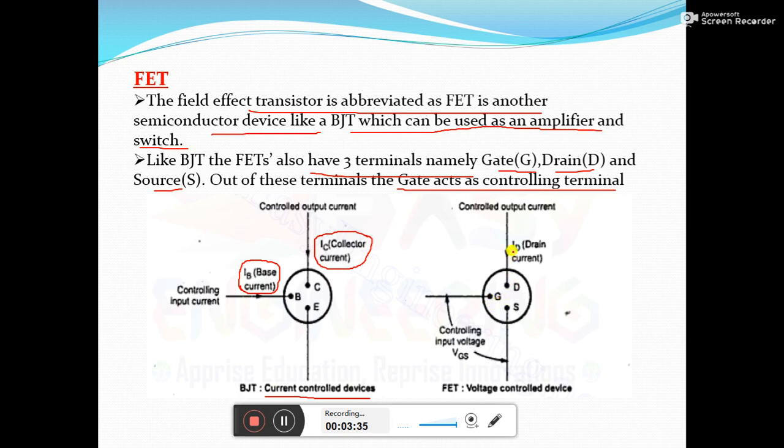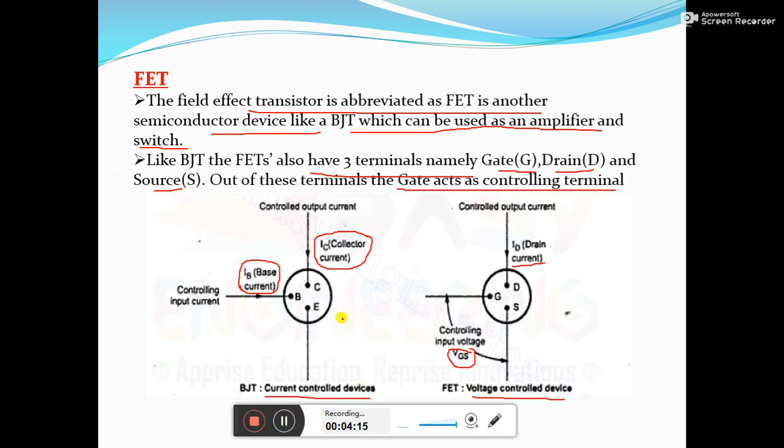Here the output current is the drain current, and this drain current is completely controlled by the voltage between the gate and source terminal, that is VGS. If VGS is equal to 0, obviously the ID value will be 0. If VGS is some positive or negative value, then based on that, different values of ID can be calculated. This means the output drain current is completely controlled by the gate to source voltage, VGS. That's why it is referred to as a voltage controlled device.